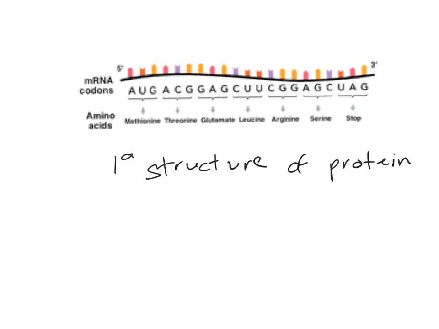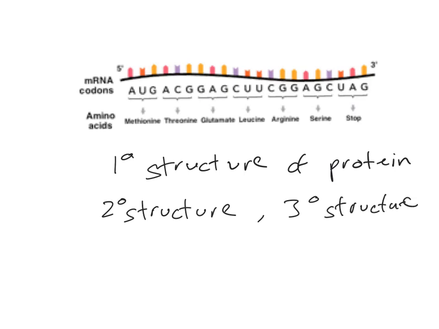Then it will fold over, as we've done in lessons before. It will fold over in our secondary structure, which is your alpha helixes and your beta pleated sheets, and your tertiary structure, which are your interactions between different amino acids, such as van der Waals, ionic forces, etc. And you may also interact with another polypeptide chain for your quaternary structure. That is how we go from the DNA molecule to proteins.